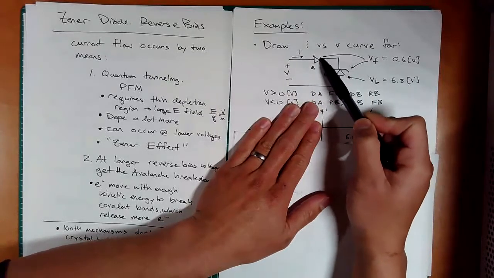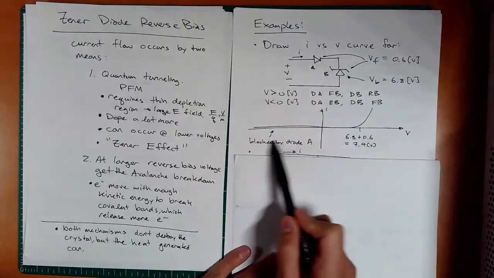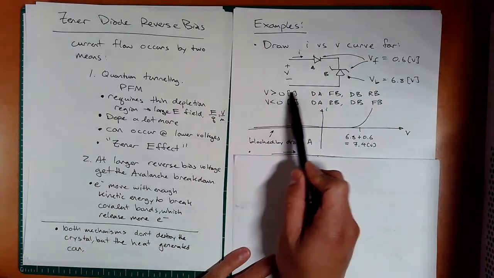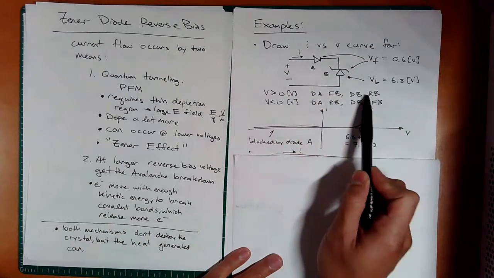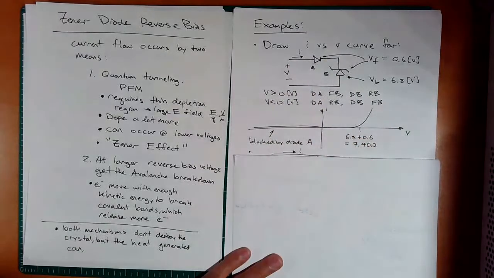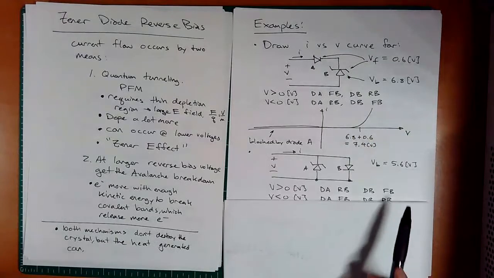If this voltage is negative, well, what happens? It's essentially just always blocked by A, right? So this is blocked by diode A, okay? And so I wrote down here what's going on. When voltage is positive, diode A is in forward bias, diode B is in reverse bias. When voltage is negative, diode A is in reverse bias and diode B is in forward bias. Okay. All right.